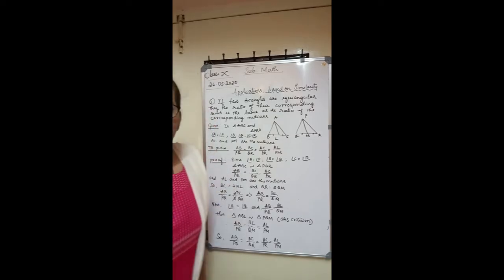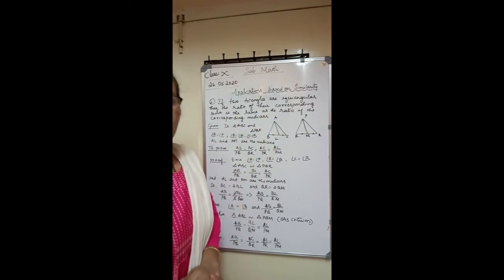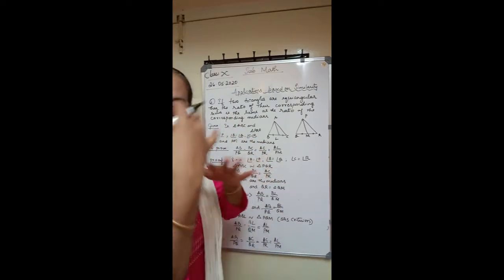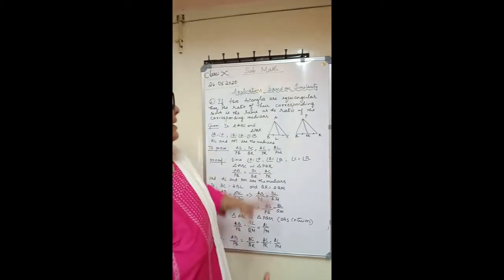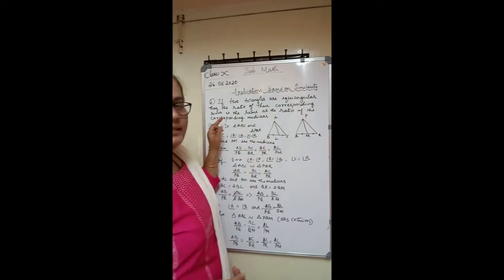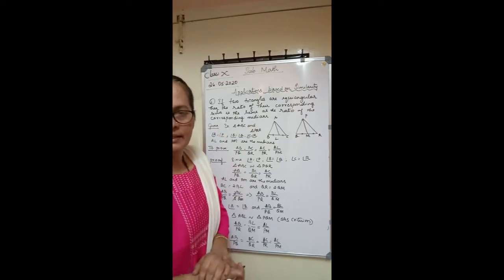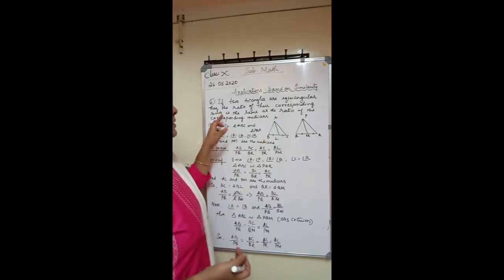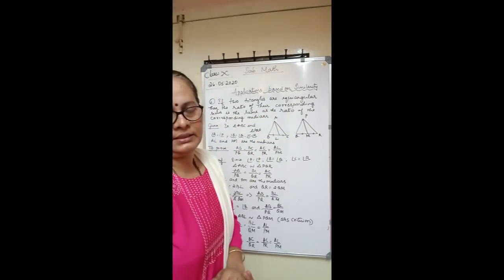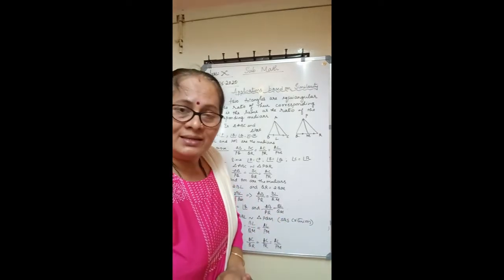Now, in the second application, if two triangles are equiangular, when the two triangles are equiangular means what? The angles of one triangle are equal to the angles of the other triangle. If two triangles are equiangular, then the ratio of their corresponding sides is the same as the ratio of their corresponding medians. What is a median? A median is a line which bisects the opposite side.